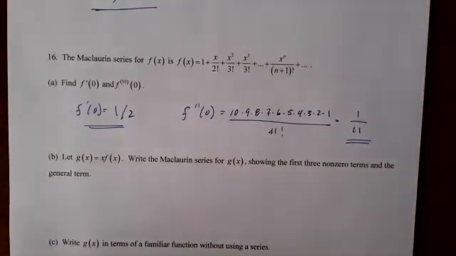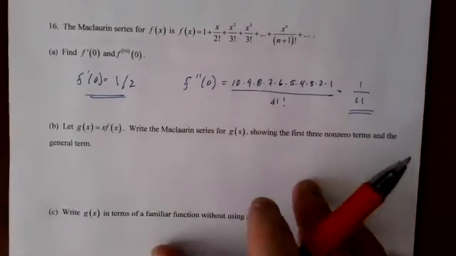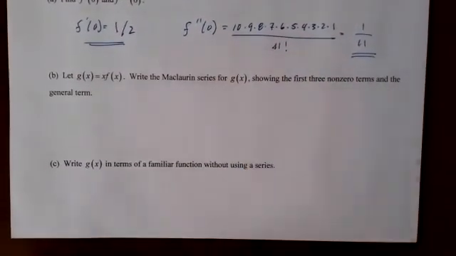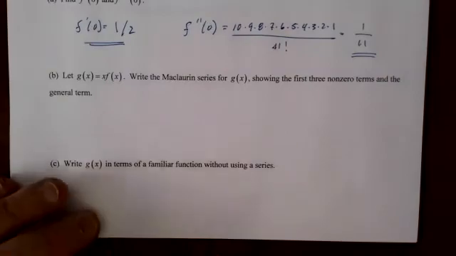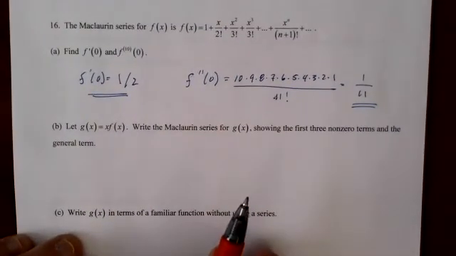And more goofy math just to keep you on your toes. Start to figure out those terms, what's going on there. U of x equals x times f of x. And by the way, this is the same problem. Write the Maclaurin series showing the first non-zero terms and the general term.